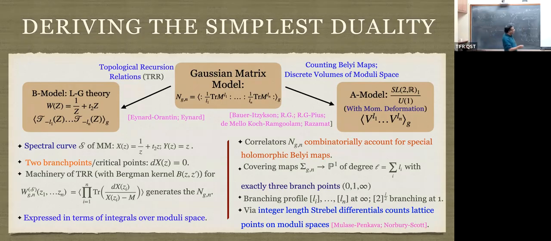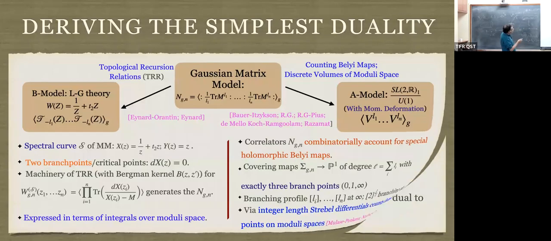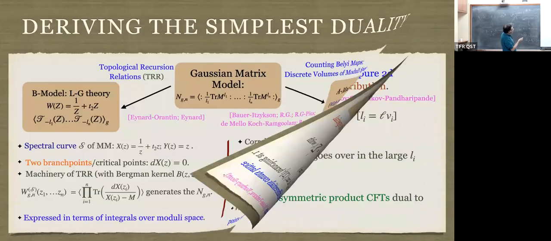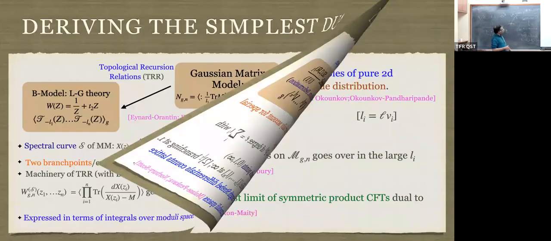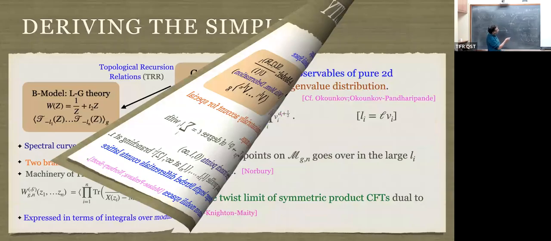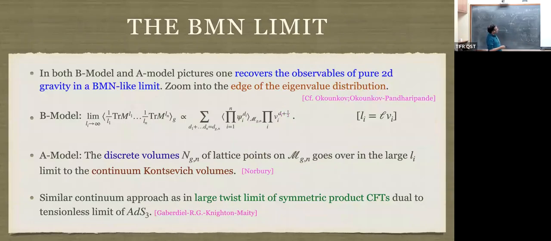So anyhow, in both of these, you can recover this 2D gravity in a BMN-like limit where you take, say, all these L1 to Ln to infinity.